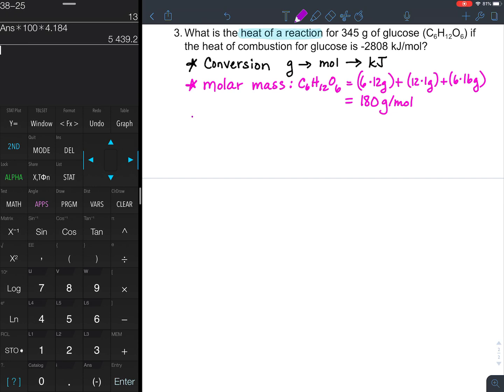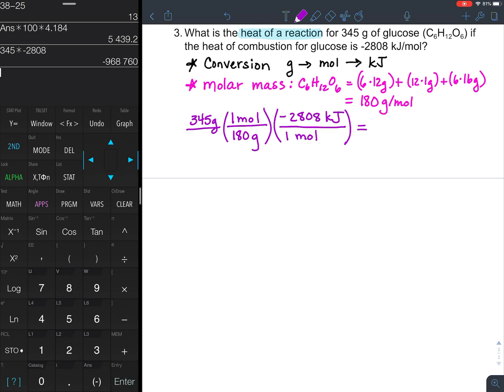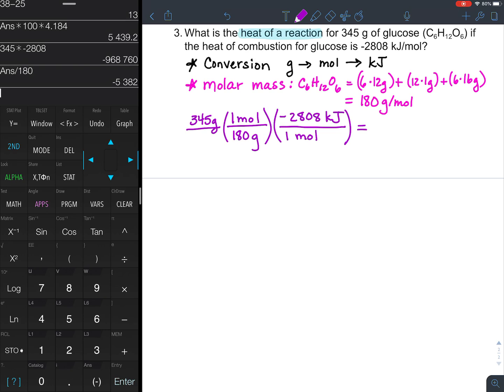Okay, so now let's put these all together. We're going to start with our 345 grams of glucose. We know that we have 180 grams for every 1 mole. And we know for every 1 mole, there are negative 2,808 kilojoules. So 345 times negative 2808 divided by 180, and I get negative 5,382.